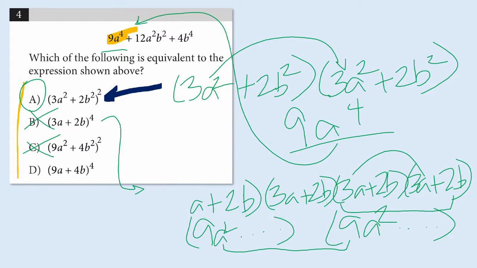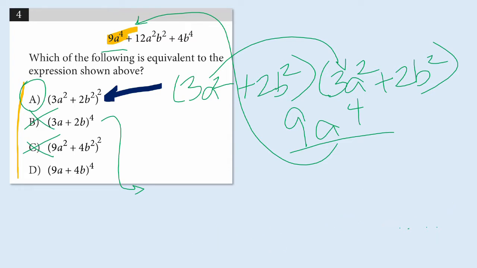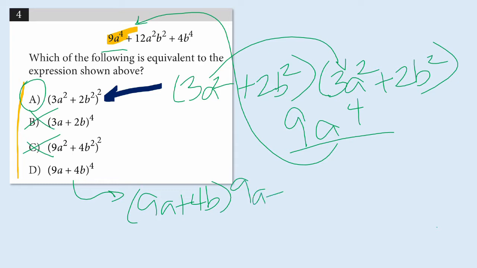And this is going longer because I'm writing it all out. You might be able to do this in your head. I'm writing it out so that you'll see what I'm thinking as I'm explaining it. Sorry, we eliminated B. Now let's look at D. And that likewise is 9a plus 4b to the fourth. So that means I'm going to multiply it by itself 4 times.